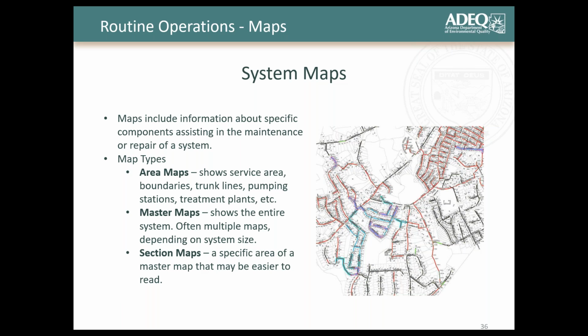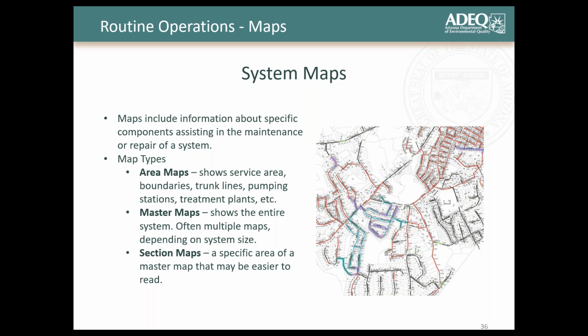And then there's section maps that are specific to an area of a master map that may be easier to read, right? So these are the reason that mapping is important to your routine operations, because especially when you're out there cleaning service lines, you're going to want to see what area you're working on. Now, there are great experienced operators that have worked certain sections so long that they remember grades and distances and manhole numbers and line IDs, but most of us are not going to get there, right? So getting familiar with your mapping system is an important part of your day-to-day operations.